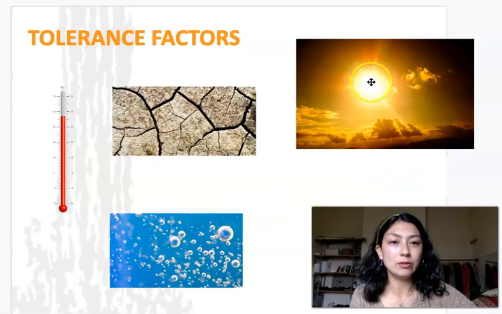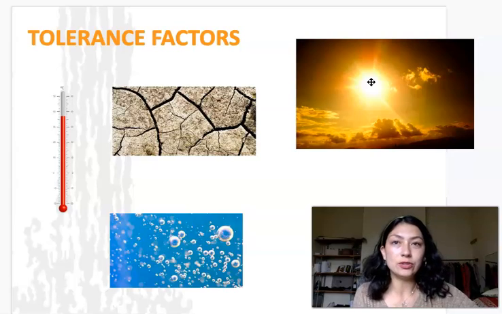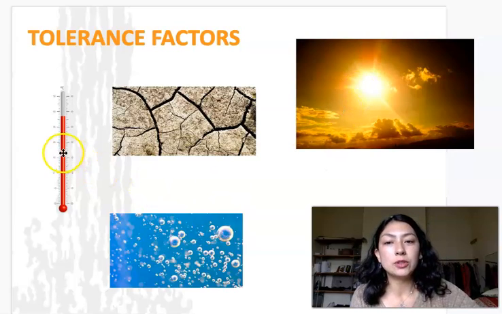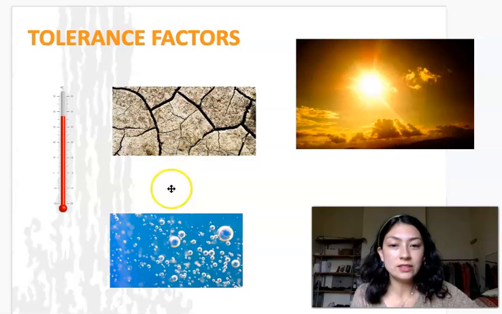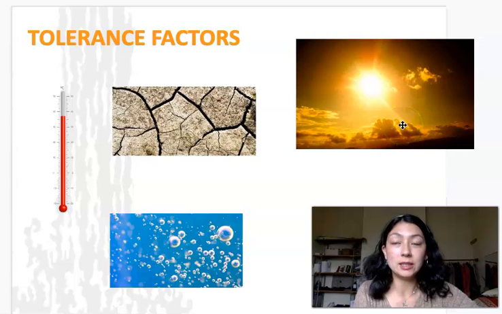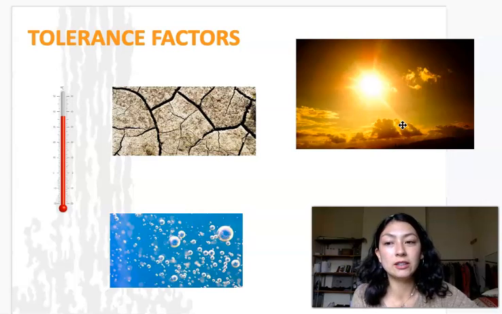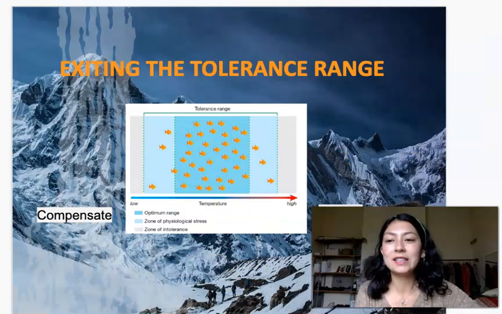And the last one here would be exposure to sunlight and also UV. So temperature, desiccation, oxygen, dissolved oxygen, sunlight, and ultraviolet exposure. So obviously some plants and some animals thrive with high sunlight exposure, some not. These are 4 or 5 main tolerance factors that decide on a species' given tolerance range.